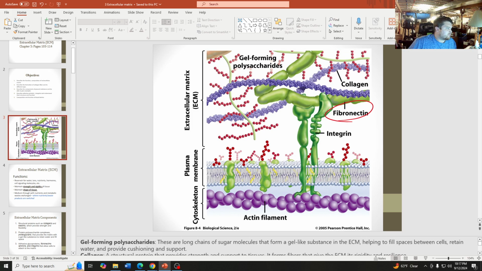So extracellular matrix, looking all in through here, right? We have those gel-forming polysaccharides, collagen, fibronectin, integrin, all this kind of stuff. We talked before about the plasma membrane. We talked about cytoskeleton, all of this kind of stuff.